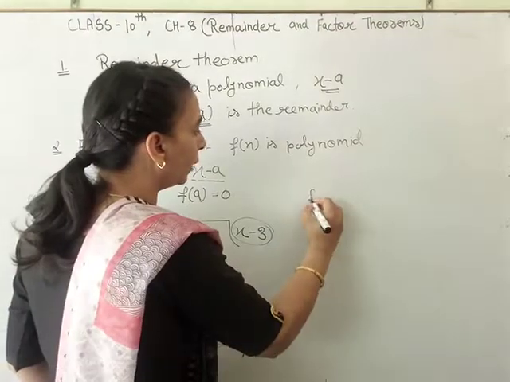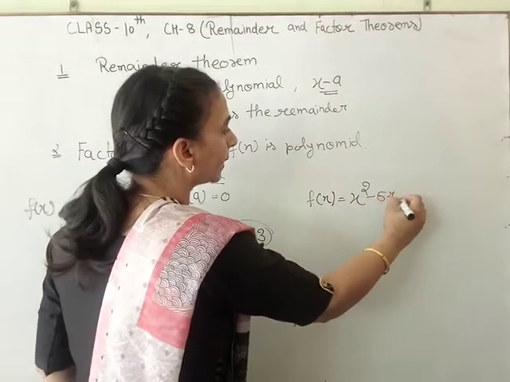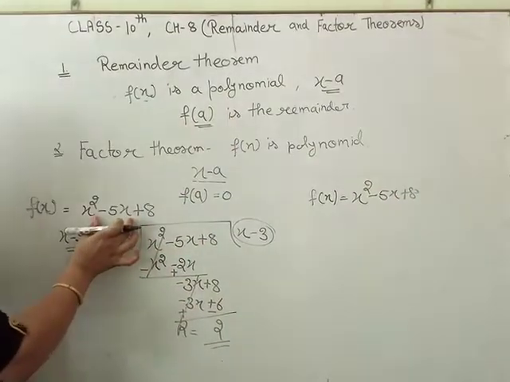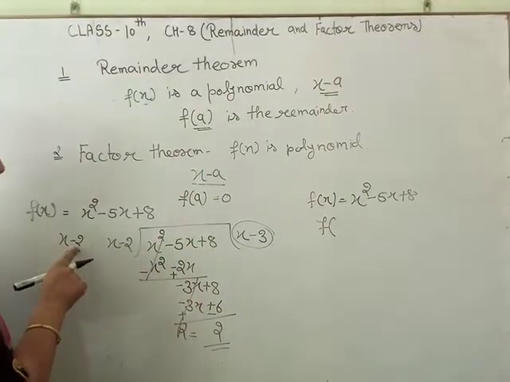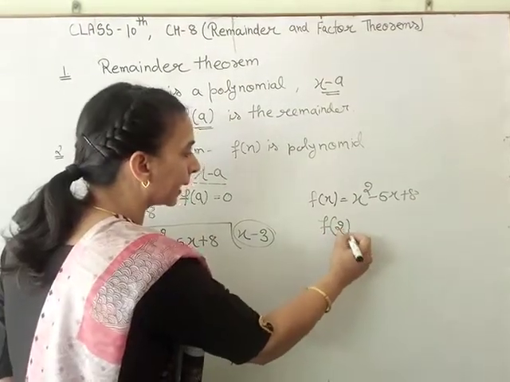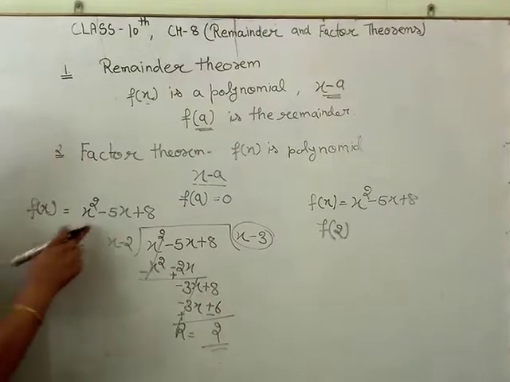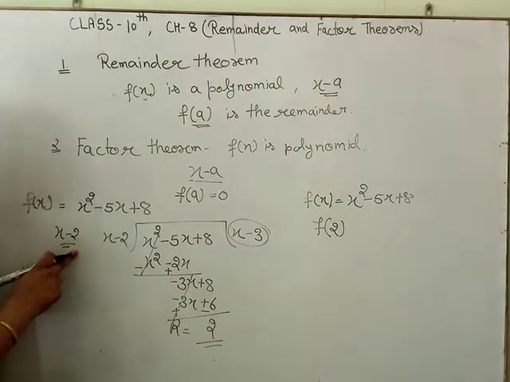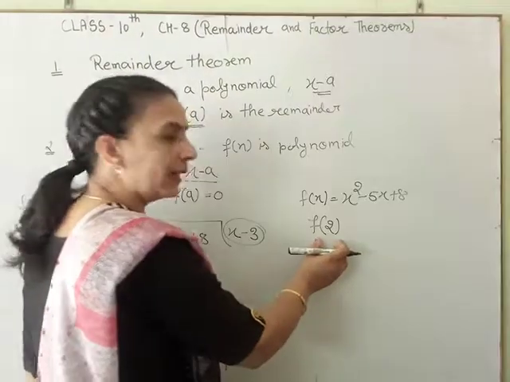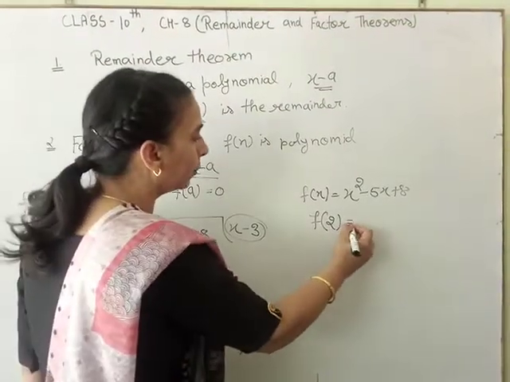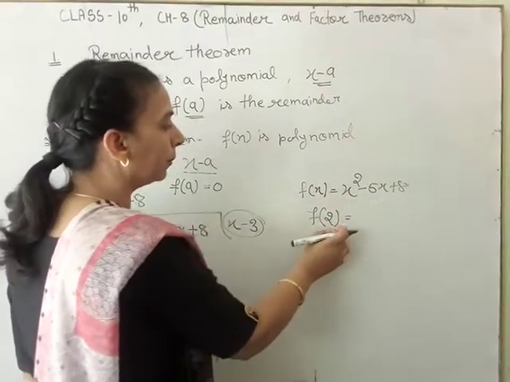If we have a polynomial f of x equal to x square minus 5x plus 8, and we divide by x minus 2, then we put the value of x equal to plus 2. If it is divided by x minus 2, then we put x equal to 2. So f of 2 is the remainder. Now in place of x we put 2.